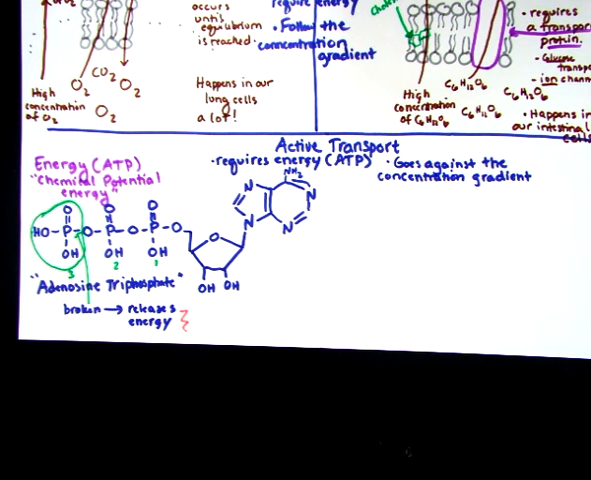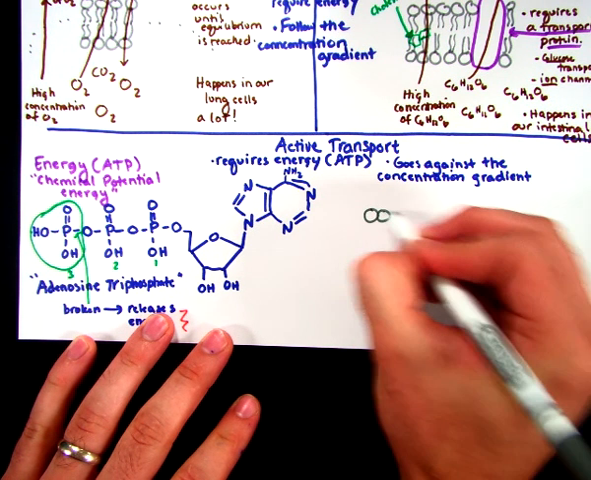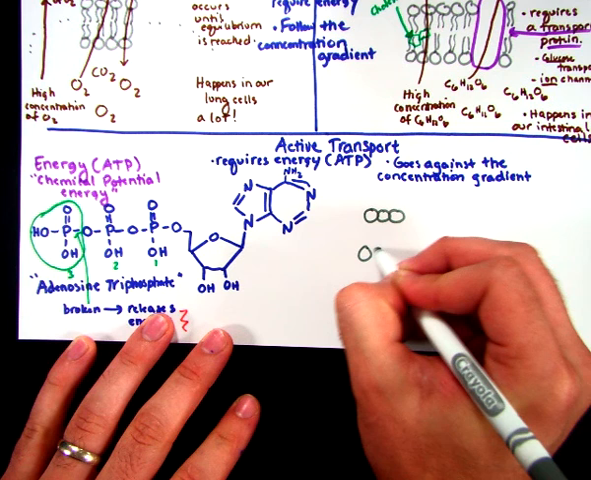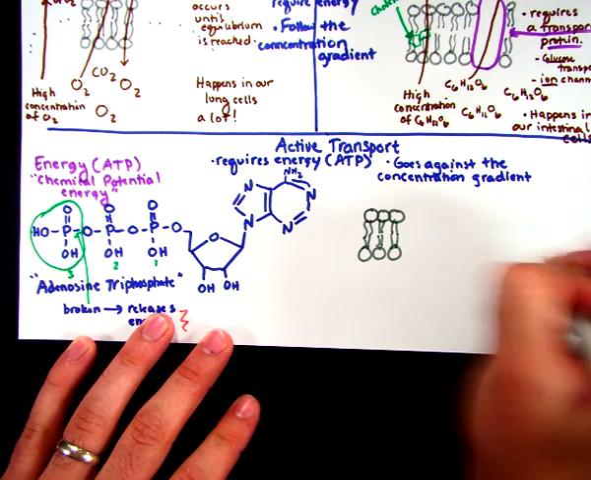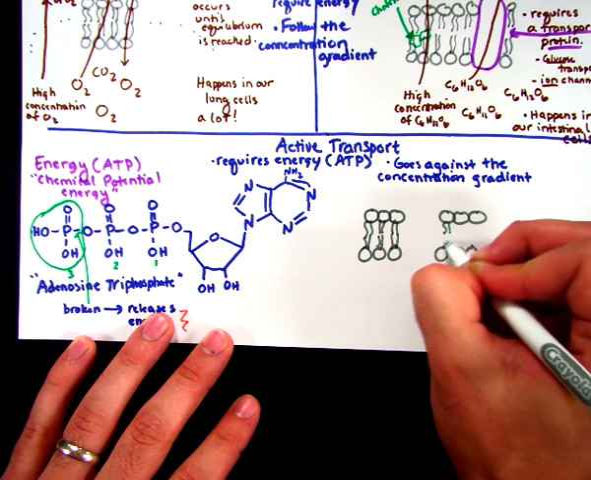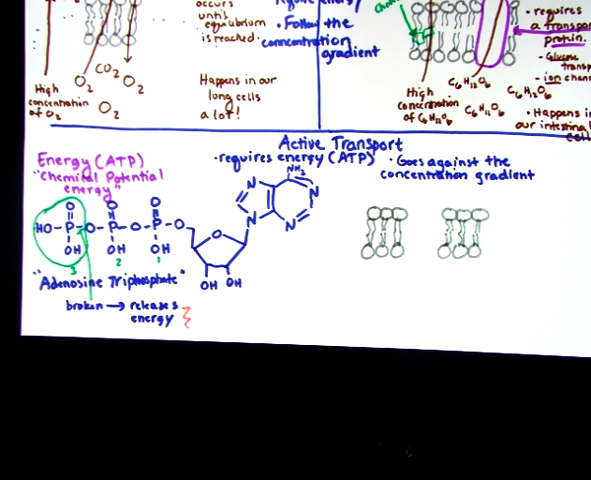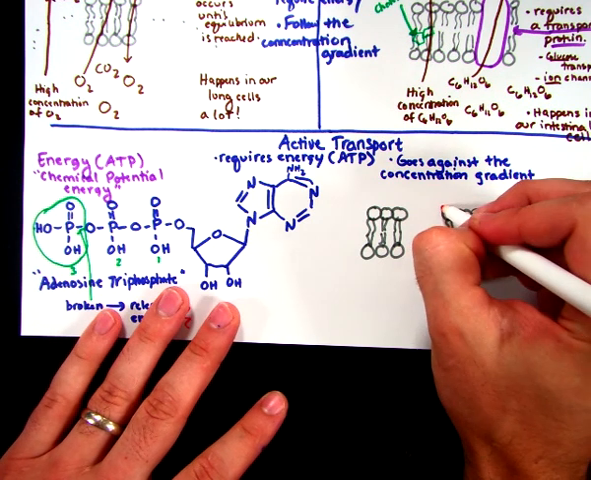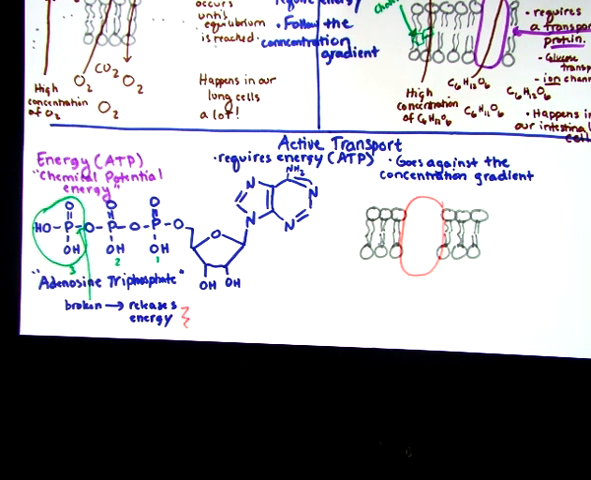Okay. So what does this have to do with active transport? So active transport, we've got our cell membrane. We also have proteins embedded for active transport.